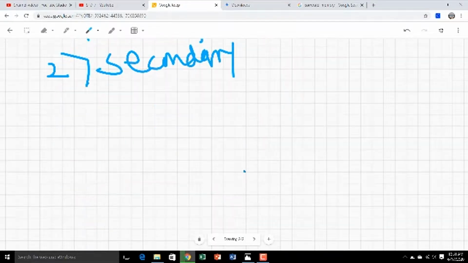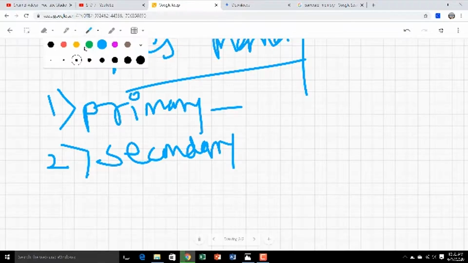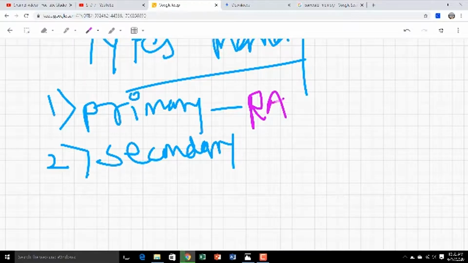So what is primary memory? Primary memory is the main memory of a computer. It is internal memory that makes the computer function. It is the internal memory in a computer or CPU. There are basically two types of primary memory: first one is RAM and the second is ROM. This is the primary memory.